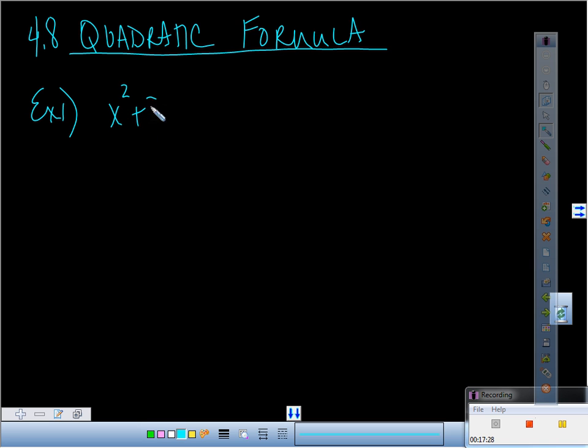X squared plus 3x equals 2. And they're going to ask me to solve using the quadratic formula. Okay? Now, in order to use the quadratic formula, what does this have to look like? No, that is the quadratic formula. But in order to use the quadratic formula, what does this equation have to be equal to? 0. Yeah, you got to have everything on one side and 0 on the other side.